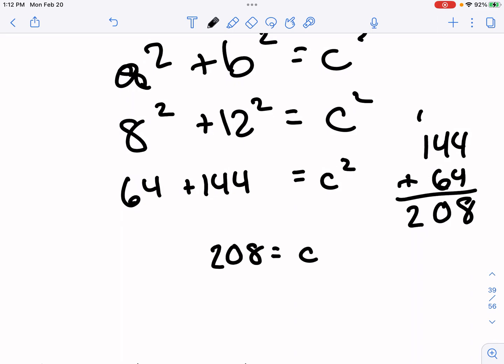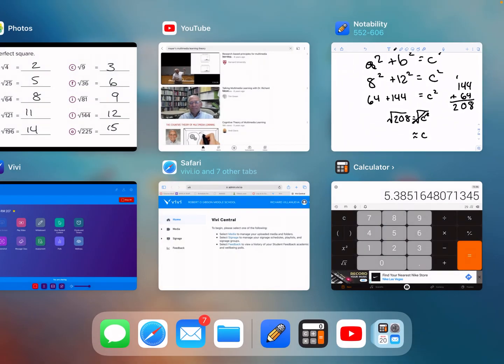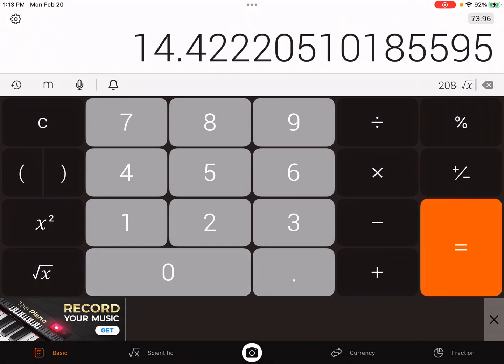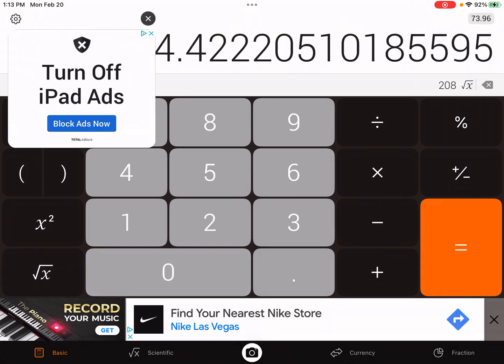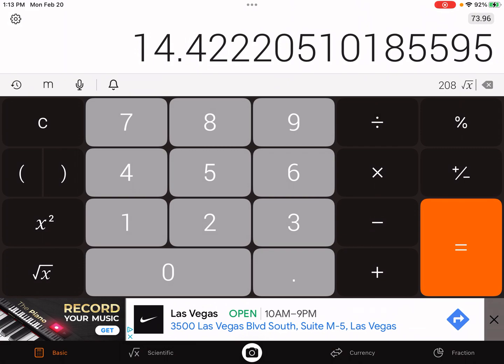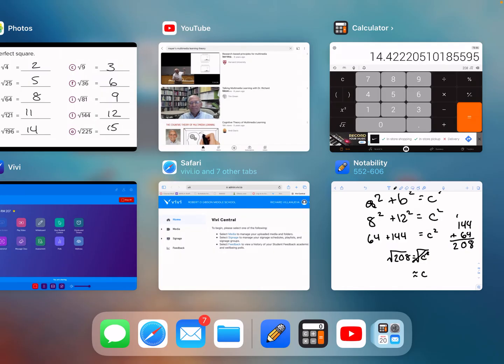So if we take the square root of both sides, our final answer is the square root of 208. But that's not a perfect square, so let's use our calculator. Let's put 208 in the square root symbol. It says round to the nearest tenths place, so 14.42. That 2 tells the 4 to stay because it's less than 5. The 2 is less than 5. So it should be 14.4.